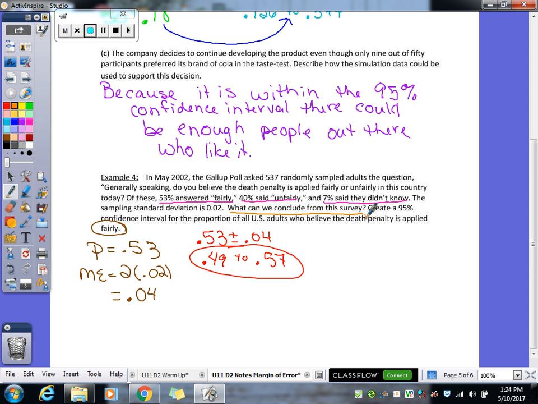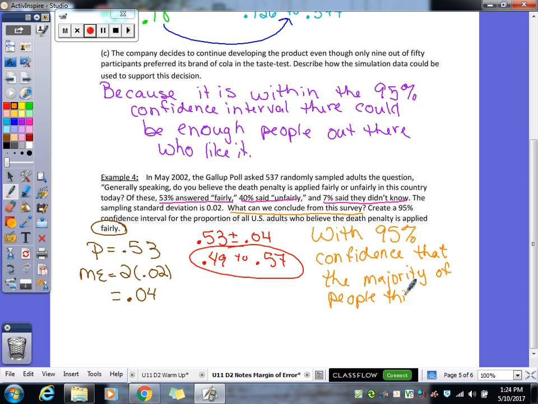So we could say with 95% confidence that the majority of people think it's applied fairly. All right, we got one more example.